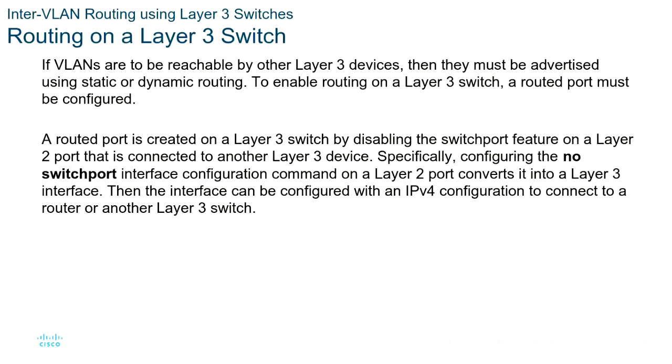So if VLANs are to be reachable by other layer 3 devices, the routers have to have connectivity with each other using some type of static or dynamic routing, which we're going to do a little later in this course. Now, Cisco routers have the property that if you configure, say, 2 ports, or 2 subinterfaces on our router, they automatically put those 2 networks in the routing table.